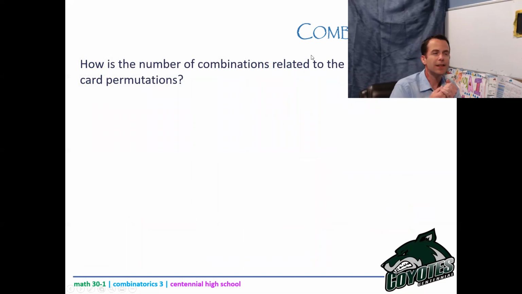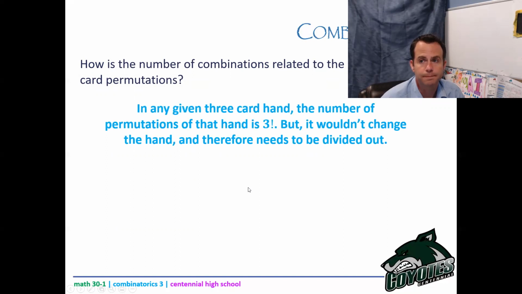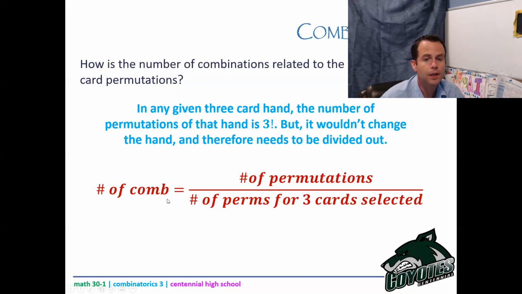The way we do that is essentially exactly like we did yesterday. Think about yesterday, I kept saying we have to divide out the arrangements that don't do anything, right? When we had 3 identical green chairs, we had to divide by 3 factorial for those 3 identical green chairs. And then we had 2 identical blue chairs, we had to divide out 2 factorial for those 2 identical blue chairs. In this one, I have 5 cards, so that'd be 5 factorial. But once I have the 3 that I'm doing, arranging those 3 doesn't change anything. So I have to divide out the 3 factorial arrangements that don't do anything. In any given 3-card hand, the number of permutations of that hand is 3 factorial, but it wouldn't change the hand and therefore needs to be divided out. So the number of combinations is the number of permutations divided by the number of permutations for the 3 cards that you've already selected, okay?